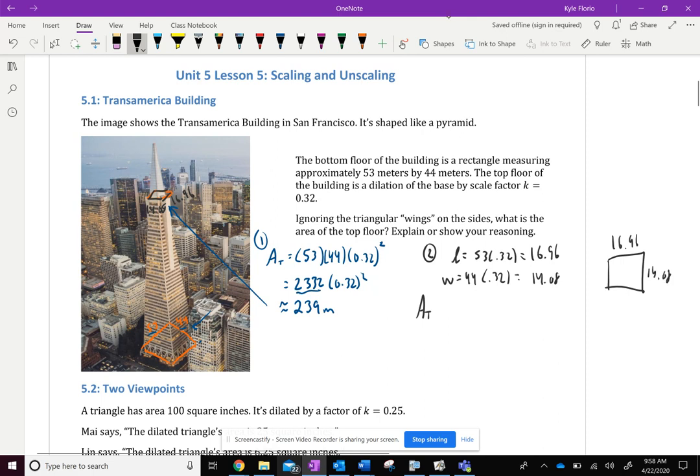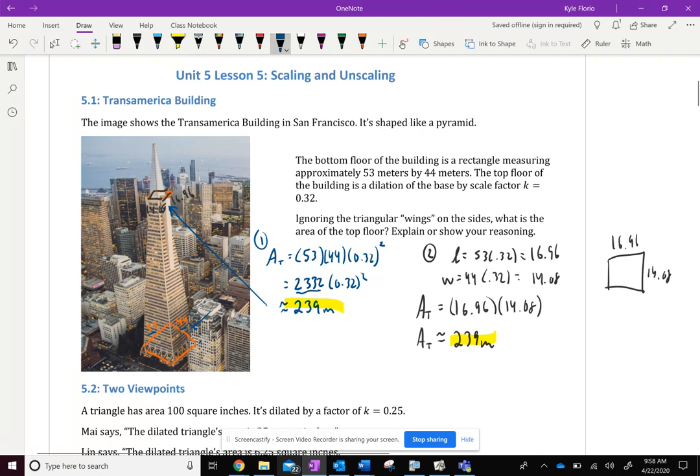Area is length times width, or base times height. So 16.96 times 14.08. Turns out that that's also approximately 239 square meters. So either way, we get the same area, and it doesn't matter which way you do it.